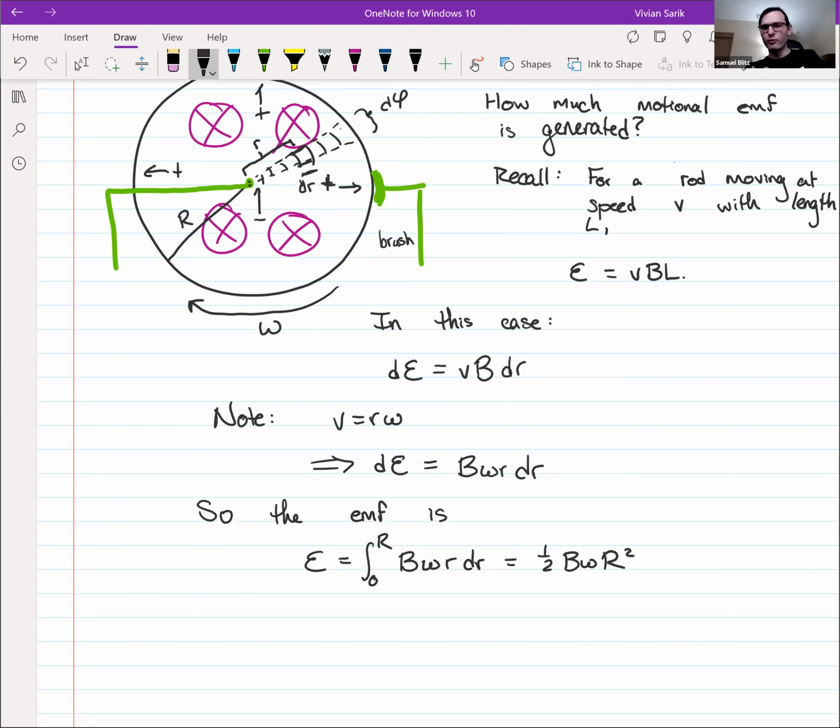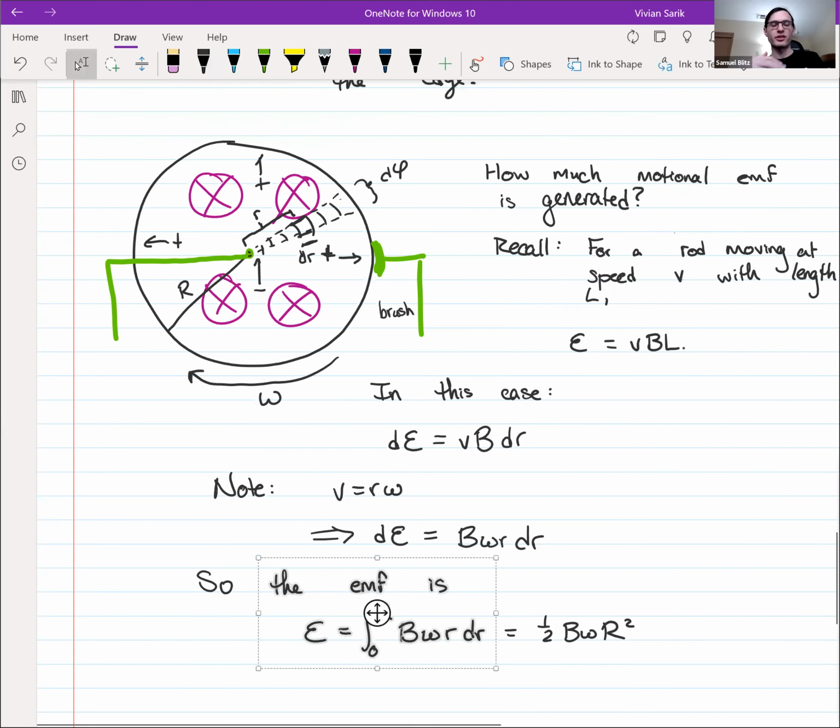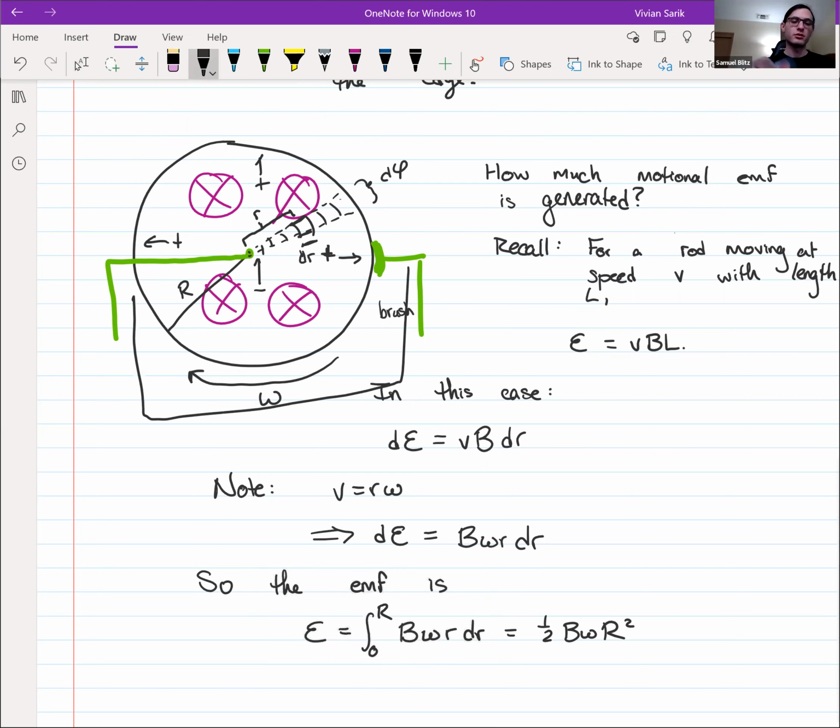And so hopefully, as I already established, because positive charges go to the outside and negative charges go towards the center, the edge of the disk is going to be at a higher potential. And so you'll have current flowing this way, flowing out the edge and then back into the center.